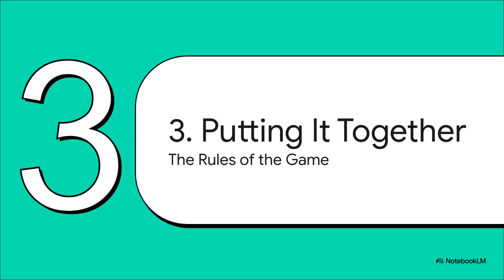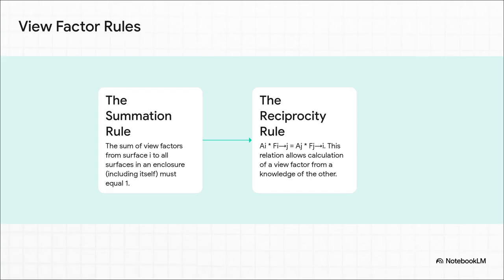Okay, you might be thinking that trying to calculate these view factors for, say, a whole room sounds really hard. And you'd be right. But luckily, engineers have some really smart shortcuts. They don't have to figure out every single one from scratch. They mostly rely on two main rules. First is the summation rule. The idea is simple. All the energy leaving a surface has to go somewhere. So if you add up the view factors to all the things it can see, the total has to be 1. It's simple, but it's really powerful.